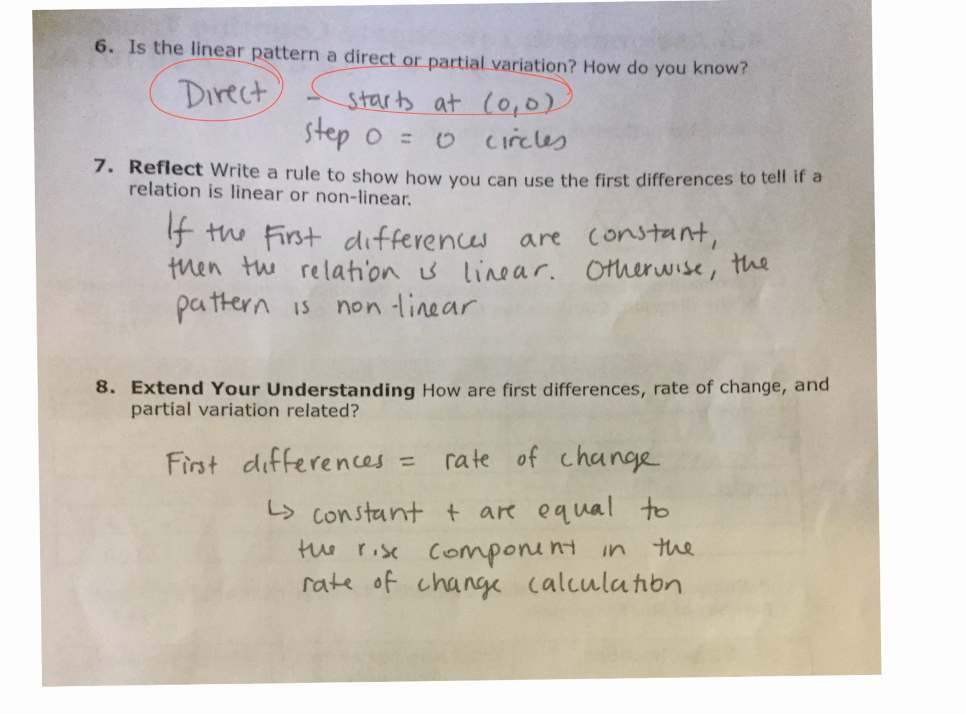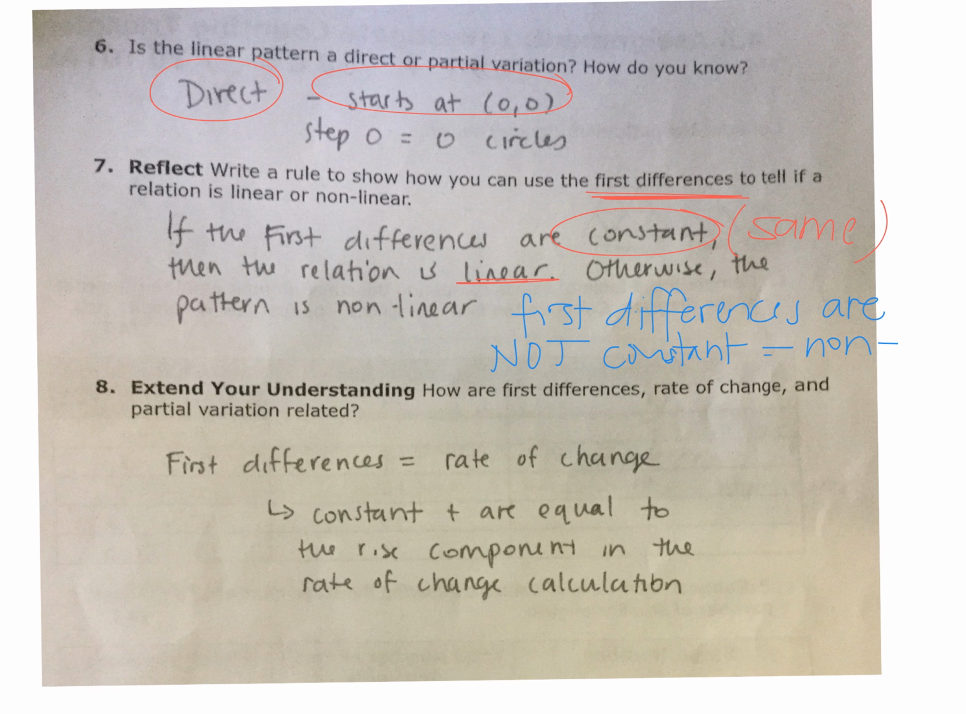So write a rule to show how you can use first differences to tell you if the relation is linear or nonlinear, and I just explained this. If the first differences are constant, that means if they are the same, then you automatically know the relation is linear. We did the two tables. If the first differences were all the same number, we knew it's going to be linear. If the first differences are not the same, so you can say first differences are not constant, then it's going to be what? It will be non-linear.